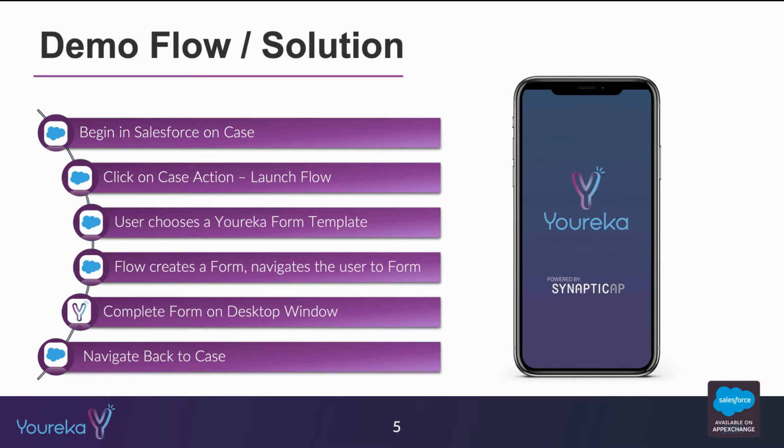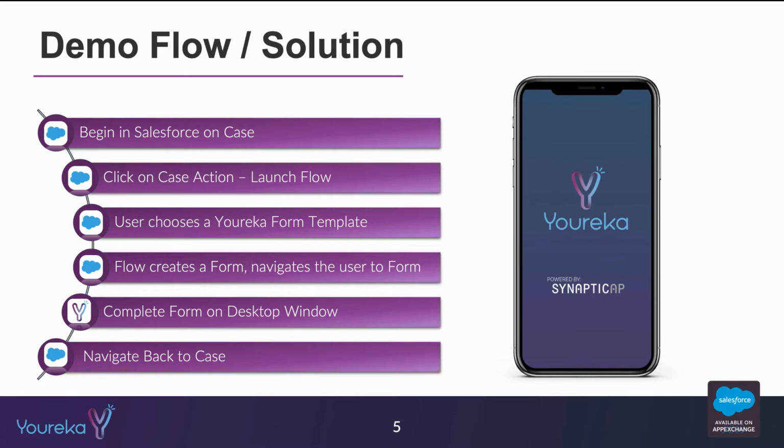To go through this demo, I'm going to show you what it's like. We're going to start on the case. We're going to click on a quick action that'll launch a flow. The flow will allow a user to pick a template, and that template's been made available to us by our system administrator or by our Youreka template builder user, power user. And from within that flow, it's going to create a form record. It's going to automatically associate that form record to the case. And then, most importantly, it'll let the user just fill out the form right there inside of Salesforce. We're going to complete the form in our desktop window, and then we'll jump back to the case and see what happened. So that's what we're going to go through today.